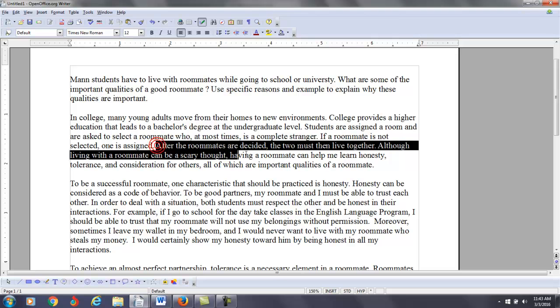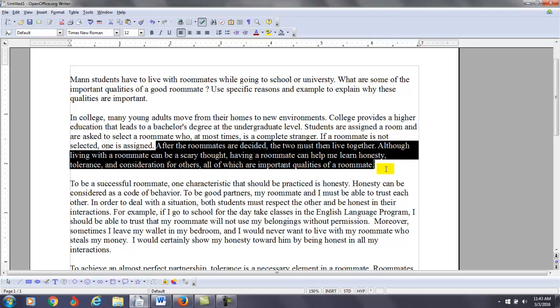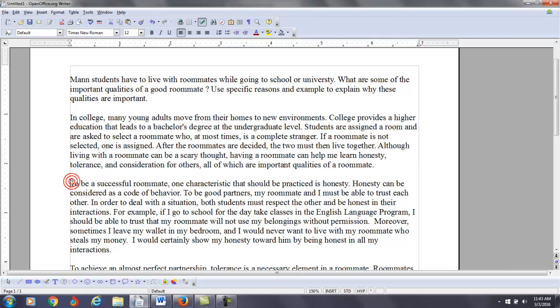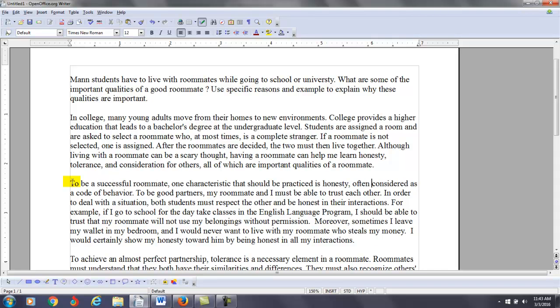So I made some small changes here, but overall, you have a good, strong introduction. You have some general statements that raise the topic, and you certainly move to a more narrow thesis at the end. To be a successful roommate, one characteristic that should be practiced is honesty. You might say this: often considered as a code of behavior.